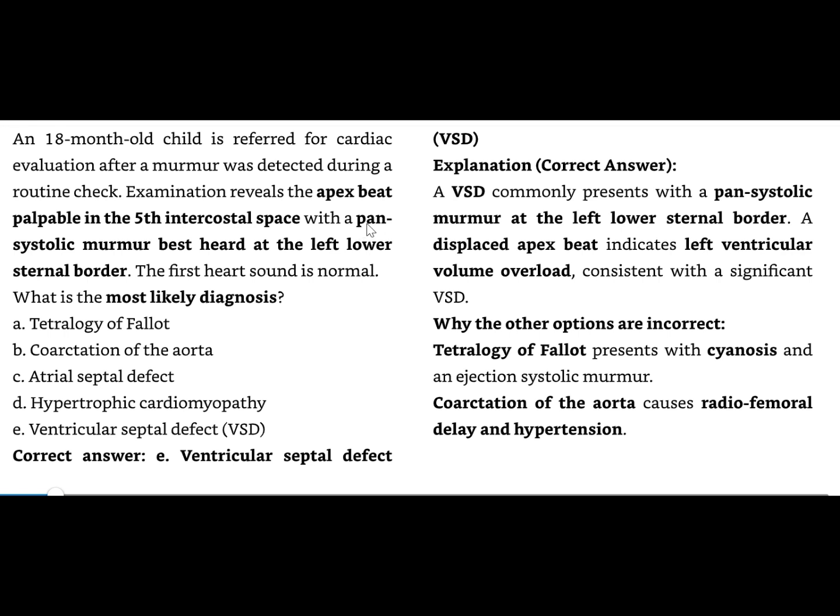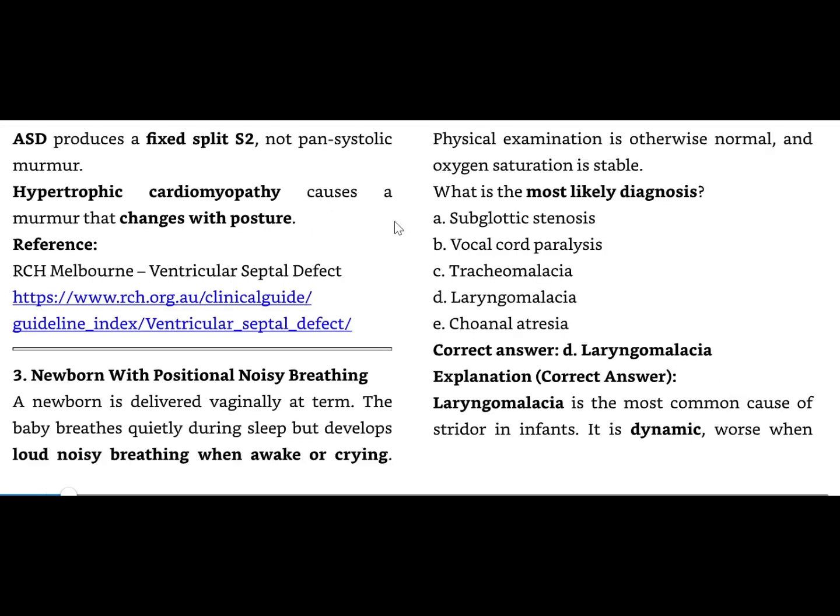The murmur here is pan-systolic. The pan-systolic murmur is characteristic of VSD. An ejection systolic murmur is characteristic of tetralogy of Fallot. Coarctation of aorta causes radiofemoral delay and hypertension. There is a delay between the radial pulse and the femoral pulse, radiofemoral delay, and hypertension, characteristic of coarctation of aorta.